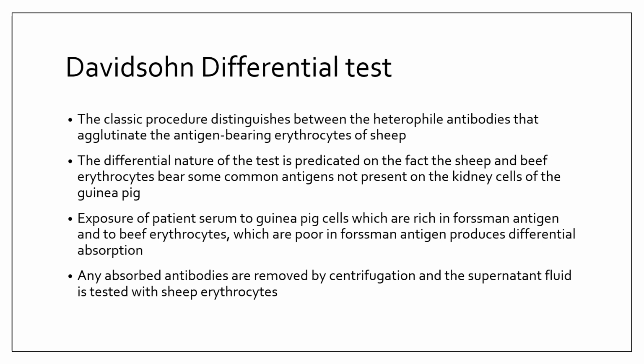So I'm going to show you a chart in upcoming slides that shows which antibodies are absorbed and removed by centrifugation and which are left over, indicating that an infectious mononucleosis heterophile antibody is present.